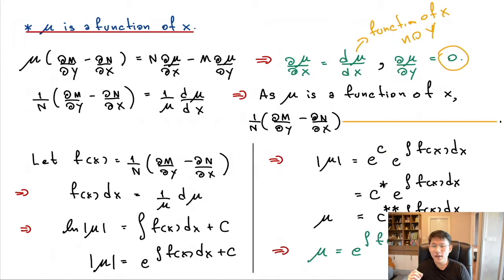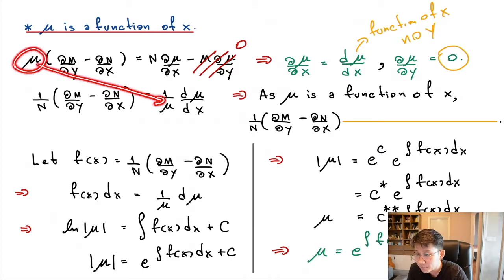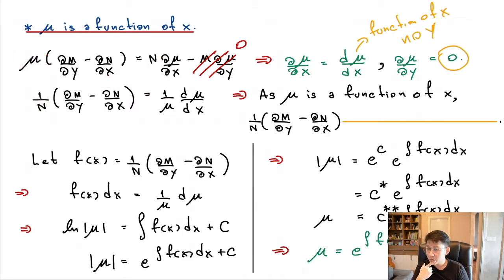And after that, because this guy disappears, it is 0, isn't it? Right? Because d mu by dy is 0. Okay, so if I just push this mu to this side and I push this n to this side, this is what I have.